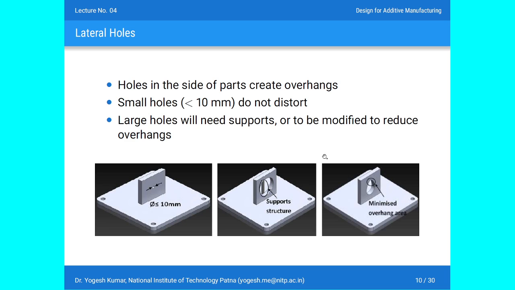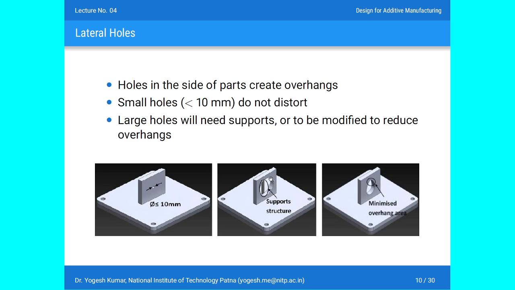Then what kind of modification do you need to do in your design for printing this kind of lateral hole? The first way out is that you provide support structure, or you modify your design in such a way that the issue of the overhang portion is taken care of automatically.